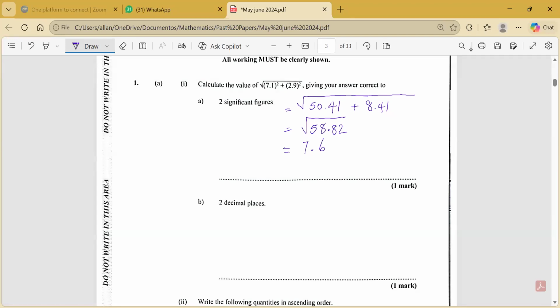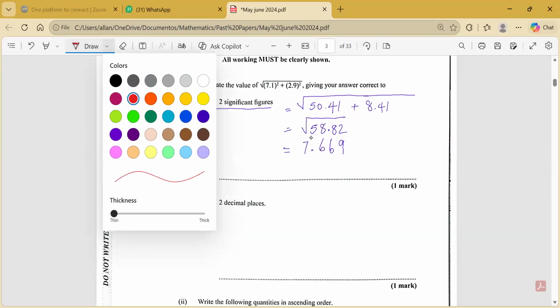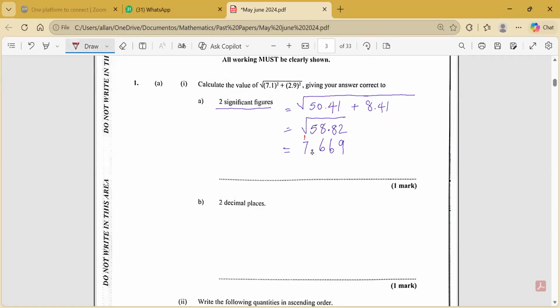That's now, let me just put back the square root of 58.82. It's 7.669. Now to two significant figures. Now with significant figures, all the numbers are important. So you have to start, or all the numbers are significant. So this is the first significant number, second, third, and fourth.